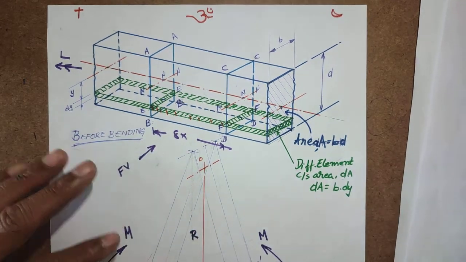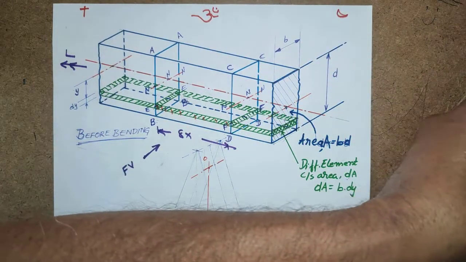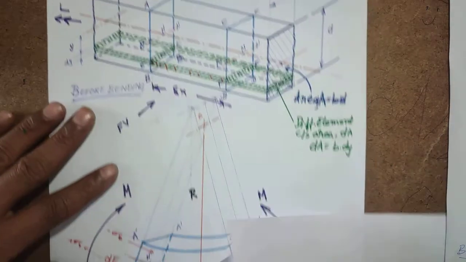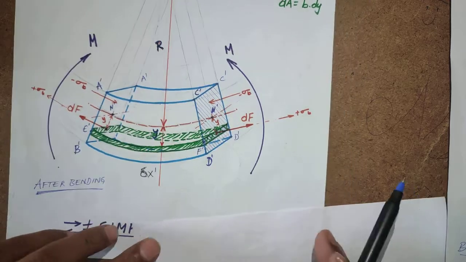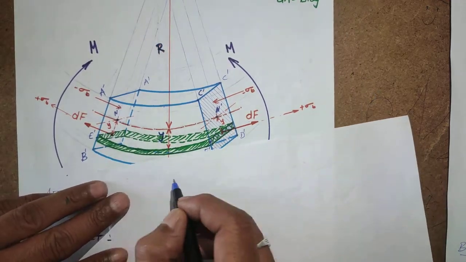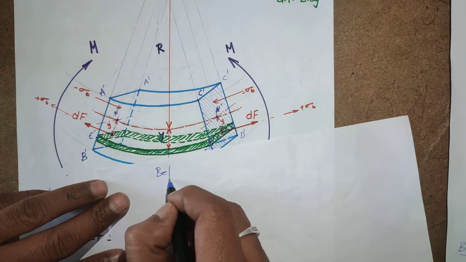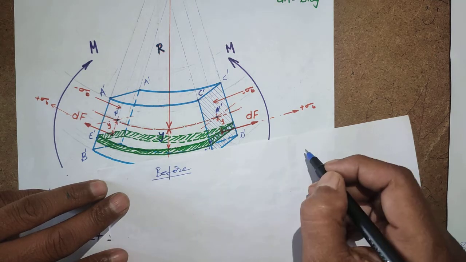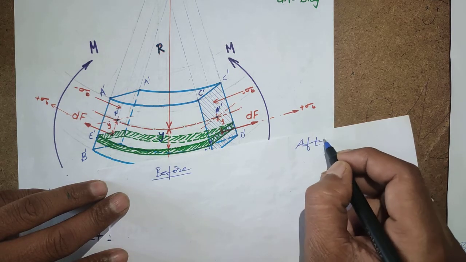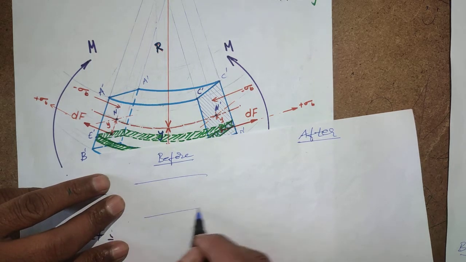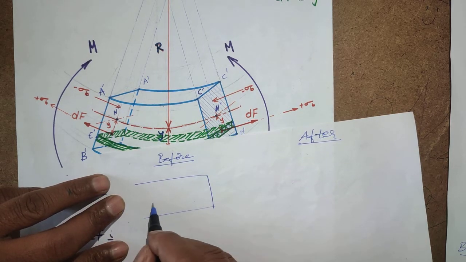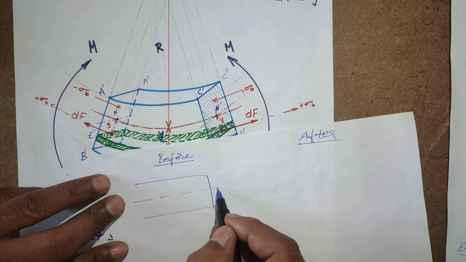How can you solve this? Let us take this is the before, this is after bending. So before bending, the beam is like this. So this is the neutral axis.